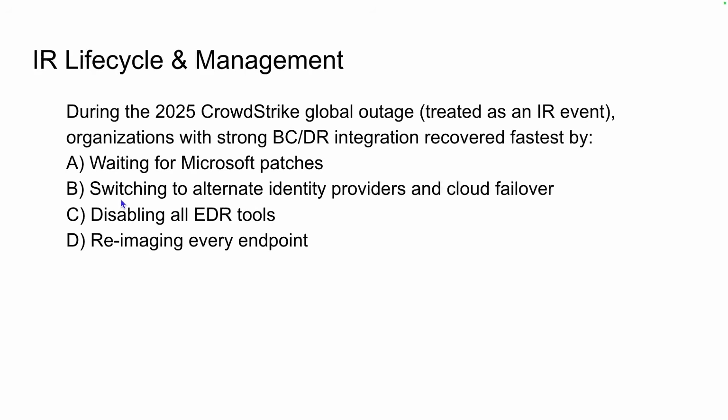There we go. During the 2025 CrowdStrike global outage, which was treated as an incident response event, but it was not a malicious attack, right? It was just an outage. Organizations with strong BCDR integration recovered fastest by waiting for Microsoft patches, switching to alternate identity providers, disabling all EDR tools, re-imaging every endpoint. So, okay, again, looking at the answers and then looking at the question, right? Disabling all EDR tools sounds like an idiotic response. So that's definitely not the case.